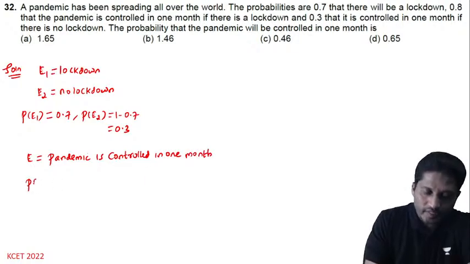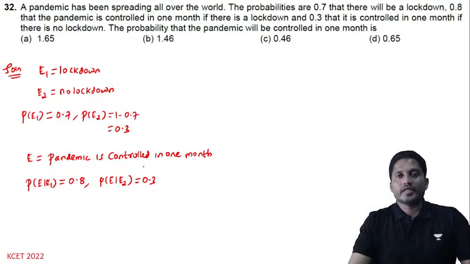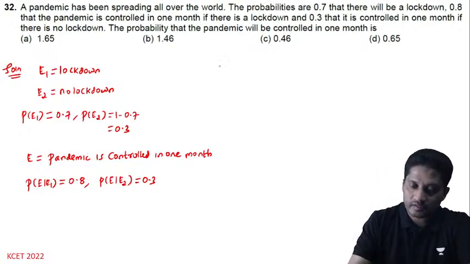Now probability of E given E1 is equal to 0.8, right? And pandemic control in 1 month, given that there is no lockdown, probability of E given E2 is equal to 0.3. The probability that the pandemic will be controlled in 1 month. So total probability, I should find out P of E.